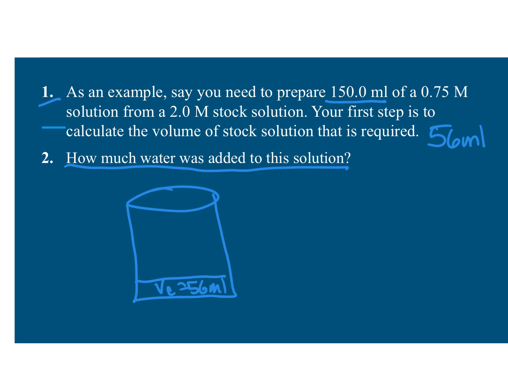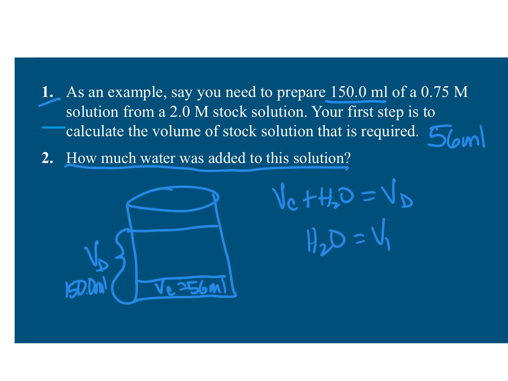So remember, the volume of my dilute solution is the concentrated volume plus the water added. And I know that that is 150 milliliters. So in order to find my amount of water, remember the volume of the concentrated solution plus the water equals the volume of the dilute solution. So that means that the amount of water is equal to the dilute solution volume, subtract the volume of the concentrated solution from that. So my water added is going to be 150.0 milliliters minus 56 milliliters.